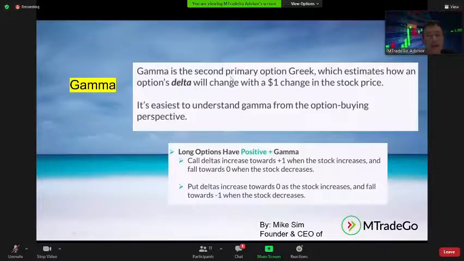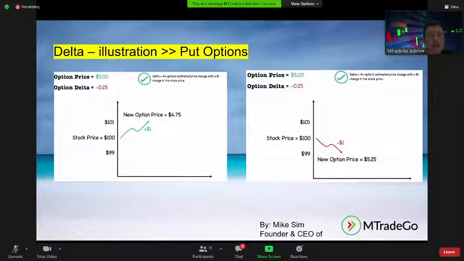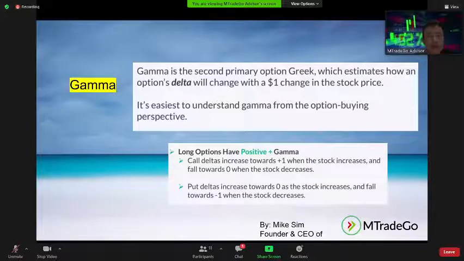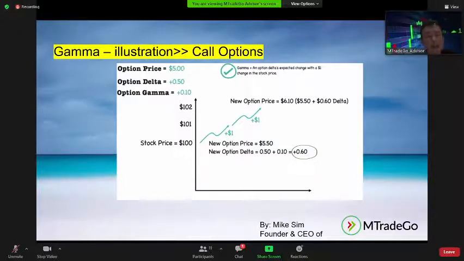Okay, understand, if this is a put option, the price goes up, sometimes actually this chart, never mind. Now we look at gamma. Gamma normally will be positive. Why? Because this illustration is easier.